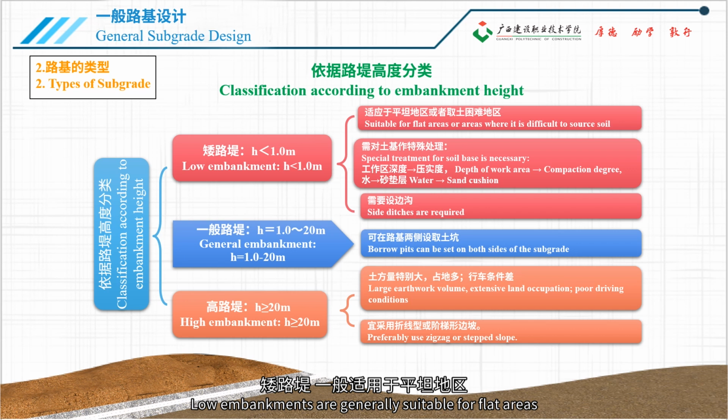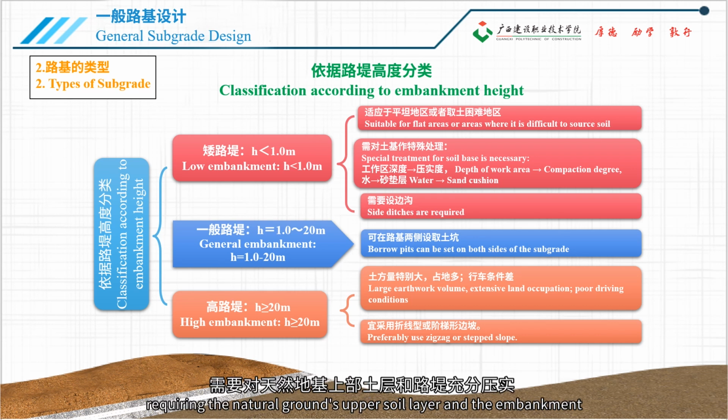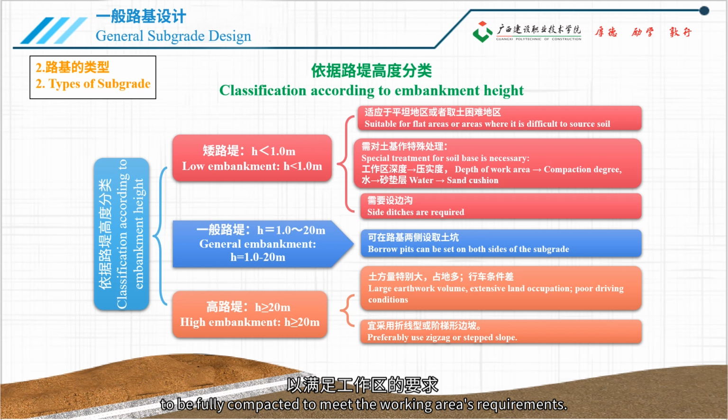Low embankments are generally suitable for flat areas or areas where it is difficult to source soil, requiring the natural ground's upper soil layer and the embankment to be fully compacted to meet the working area's requirements. High embankments have a particularly large earthwork calculation, occupy much space, and have poor driving conditions.